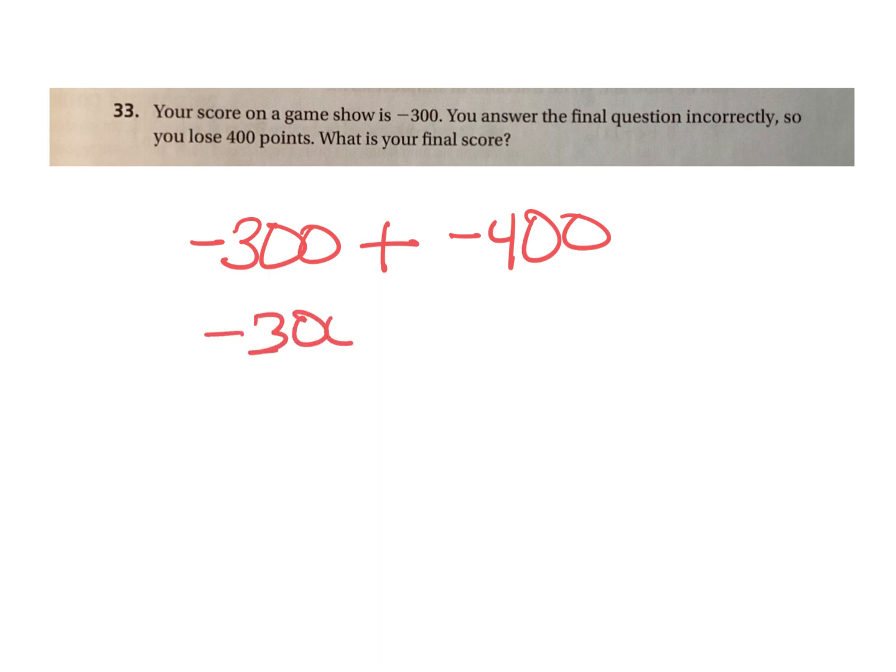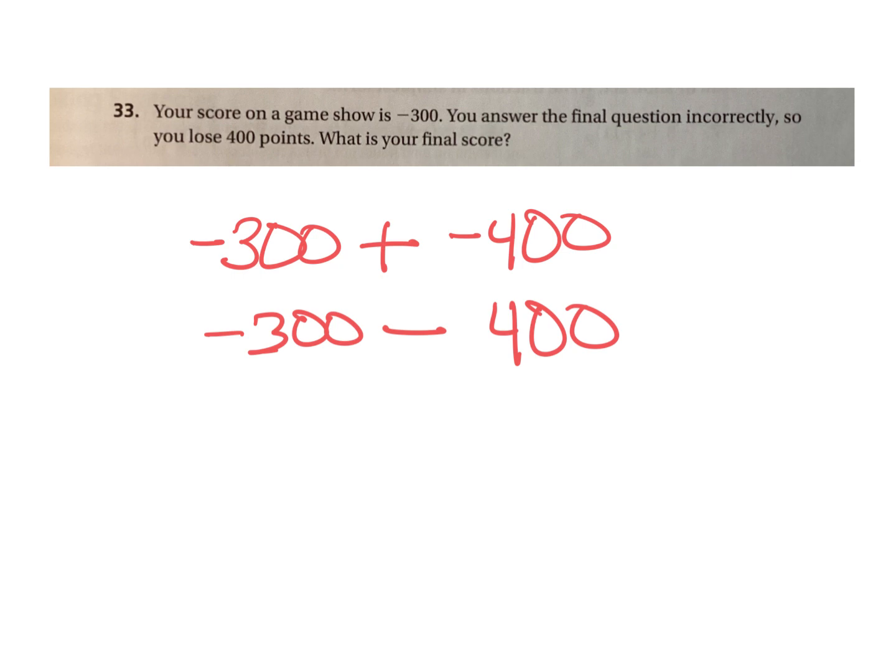Let's look at this word problem here. Your score on a game is minus 300. You answer the final question incorrectly, so you lose 400 points. What's your final score? So if you have 300 negative, and then you're going to add to it another loss of 400. You could also say you have a negative 300, and you're going to subtract 400 because you lost 400 more.